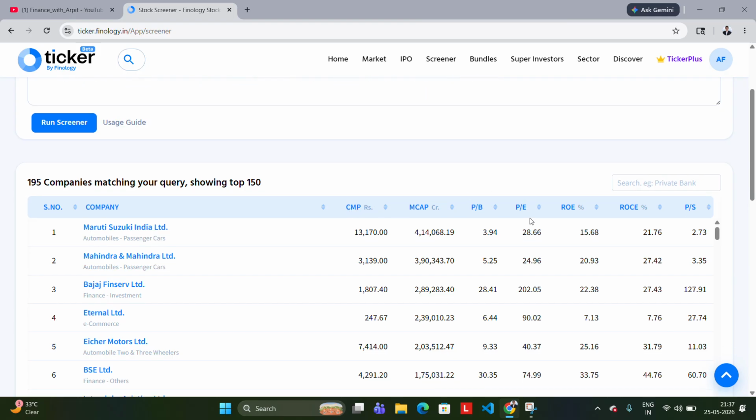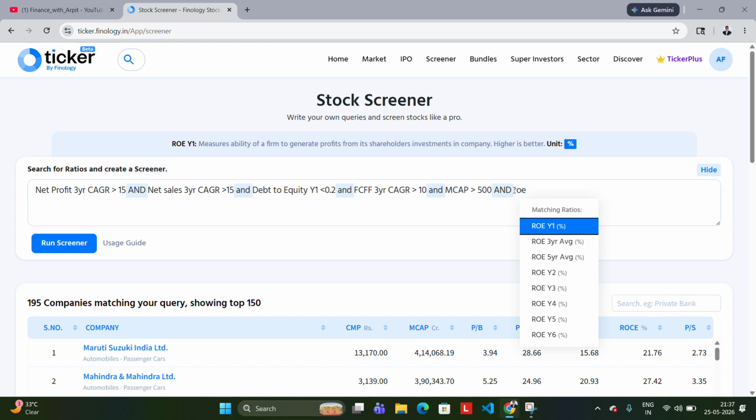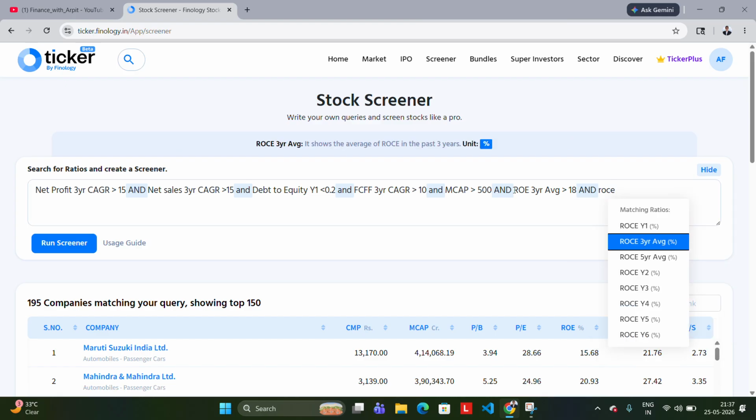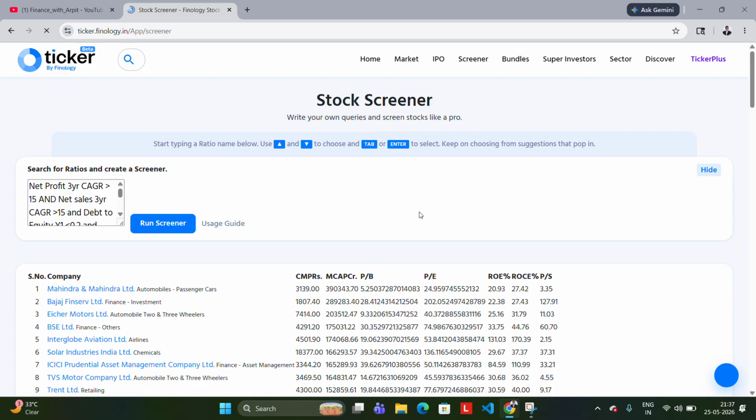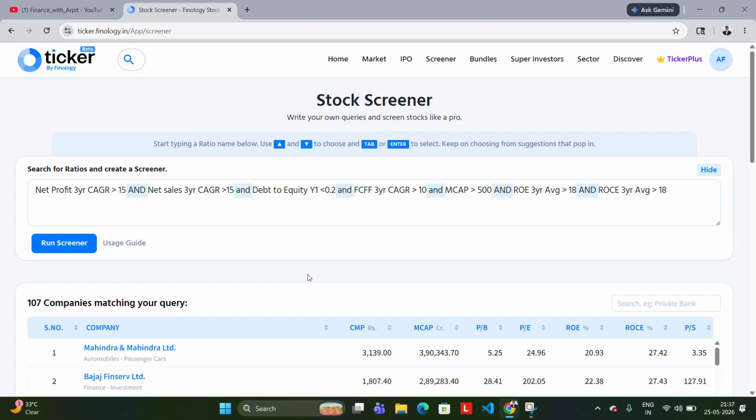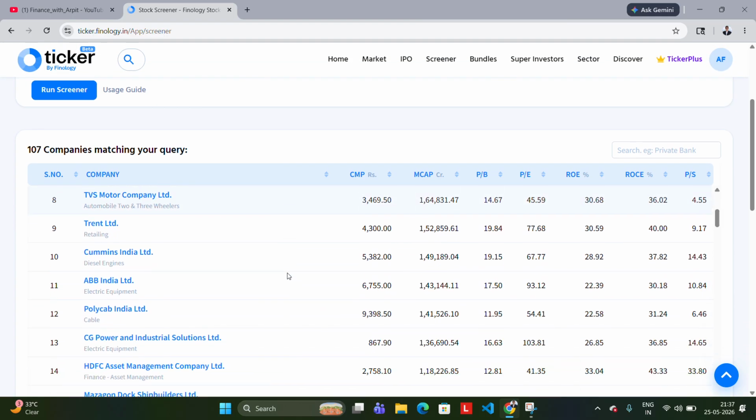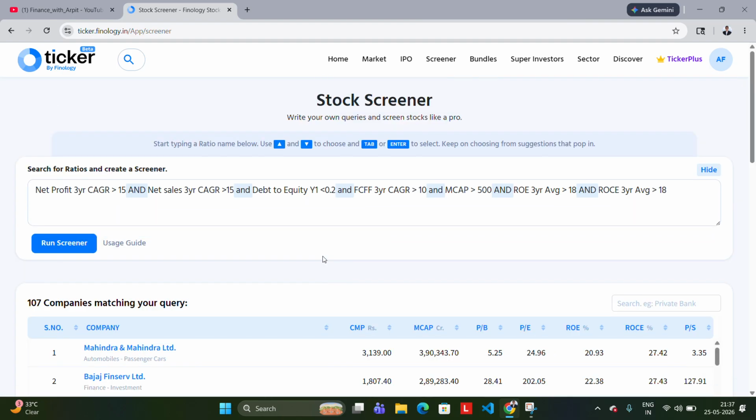There are many ratios. We can also keep filters like ROE and ROC: the 3 year average should be greater than 18. These are just some random numbers I'm putting in right now, but you should first see, as per the industry and sector, what the average ROE and ROC they are earning, and then filter it out, not just blindly typing any queries. Then we can open the companies one by one and analyze promoter holding and so on.